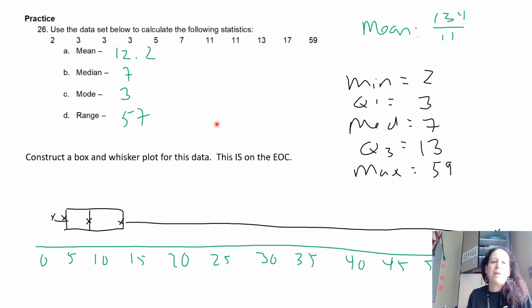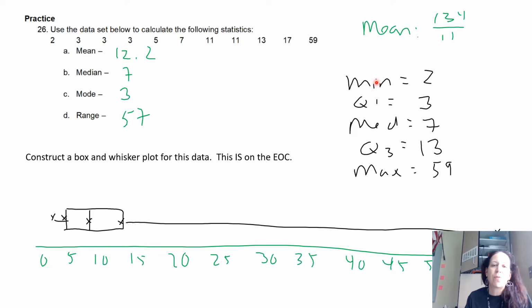Now we have the mean, median, mode. We did do this in class. So the mean was 12.2, coming from 134 over 11, which is my scratch work there. Median is 7, mode is 3, range is 57. And then there is a box and whisker plot on your EOC. So we did go over that in class. We counted by 5s because of that stupid 57 is just way out there.